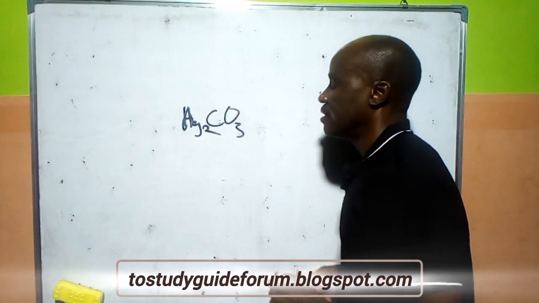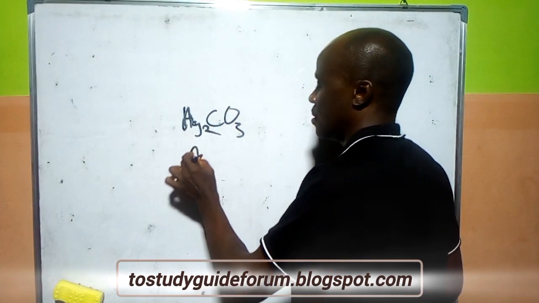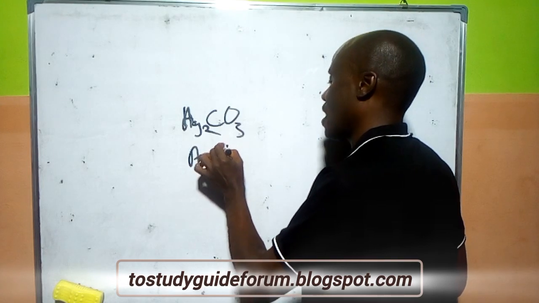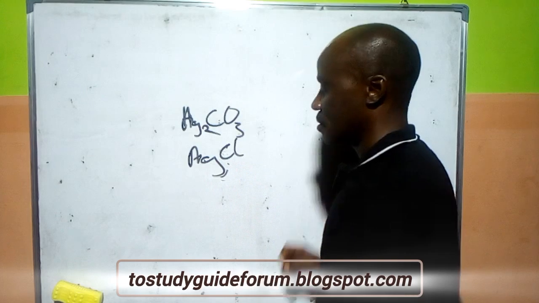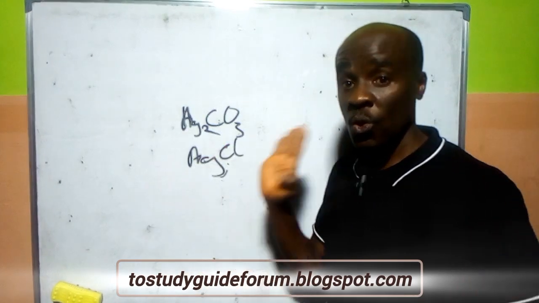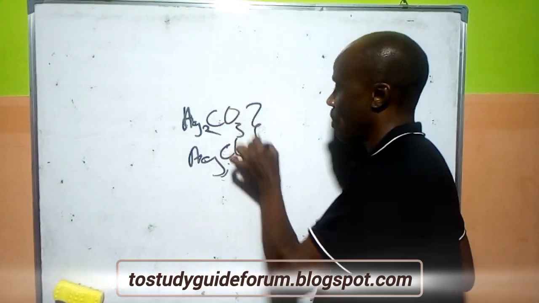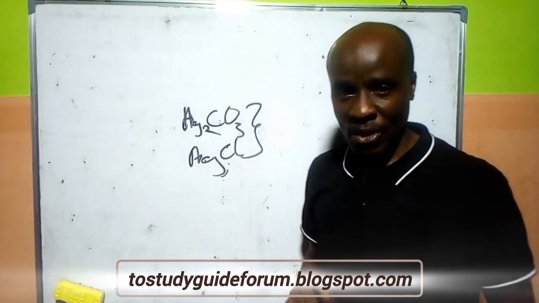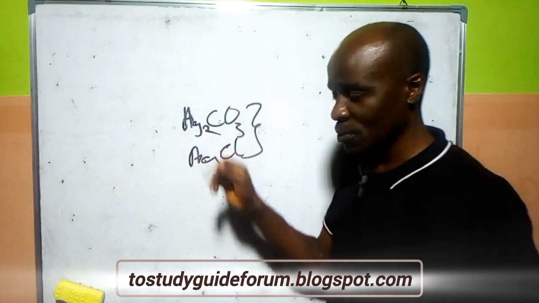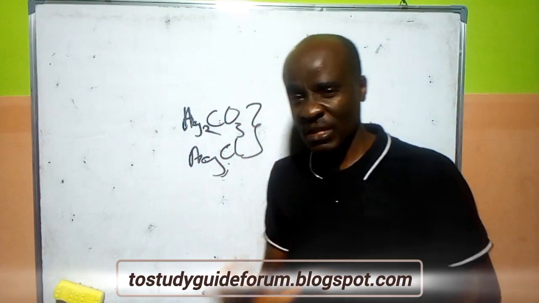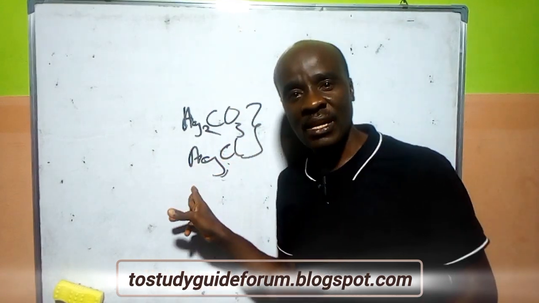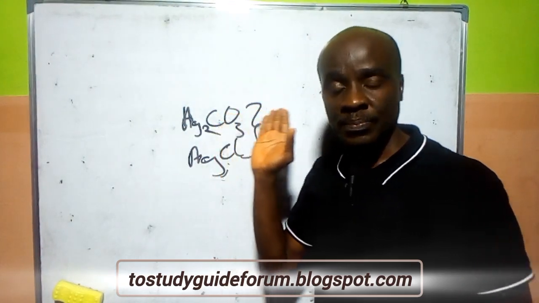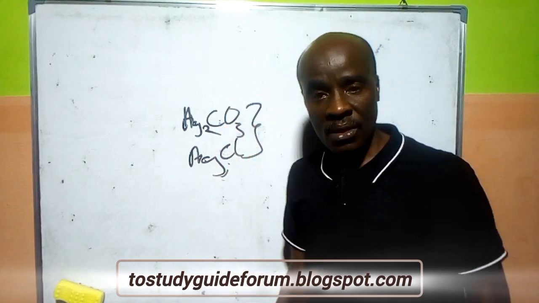And we have another one, silver chloride. These are the two compounds of silver that will give you a white precipitate. Now, how do you differentiate the two? How do you differentiate that this is actually chloride and the other one is not, that it's silver chloride and it's not silver trioxocarbonate(IV)?